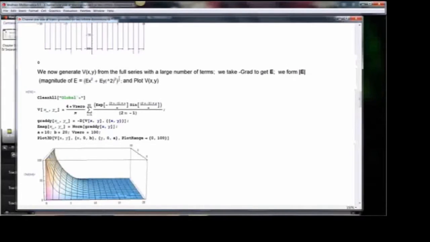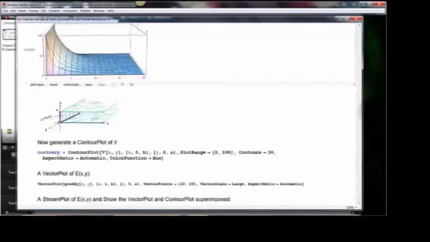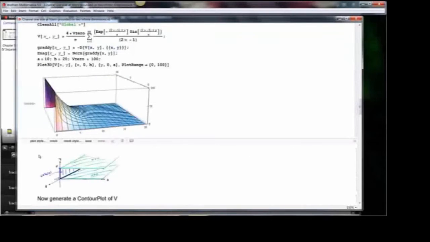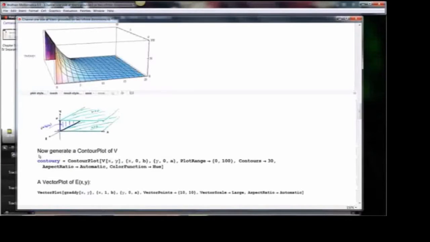So this is a two-dimensional function, this is v. This is how v depends on x and y. Remember where we're looking. This dimension here is into the channel, like this. And as we go further and further away, it goes to 0. This direction is actually in this direction. Okay, so let's generate a contour plot.